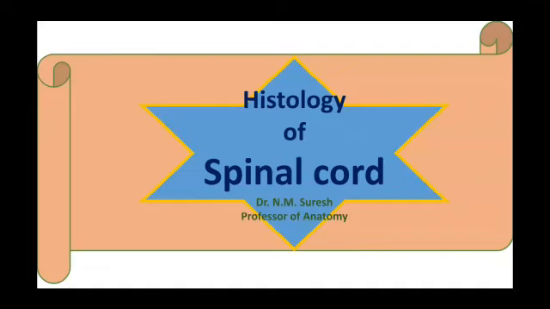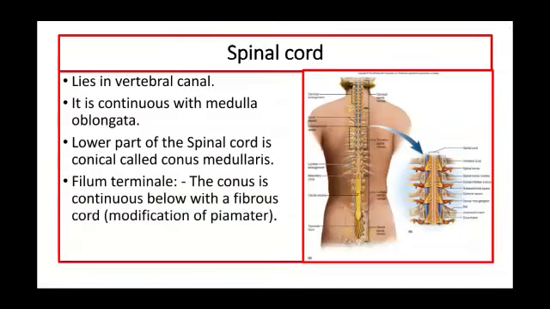Hello, today we'll be talking about the histology of spinal cord. The cord lies within the vertebral canal. It is continuous with the medulla oblongata. The lower part of the cord is conical, called the conus medullaris. This conus is continuous below with a fibrous cord, which is a modification of pia mater, called the filum terminale.